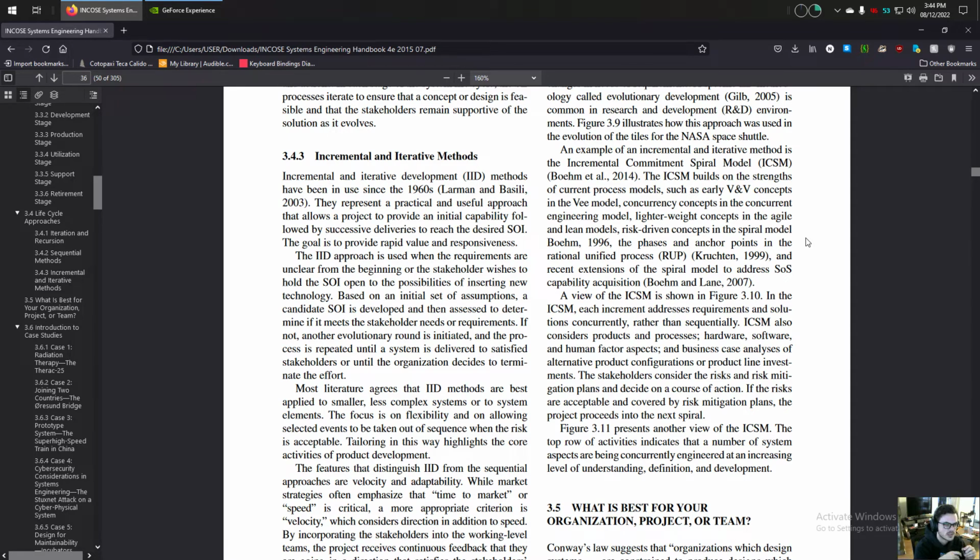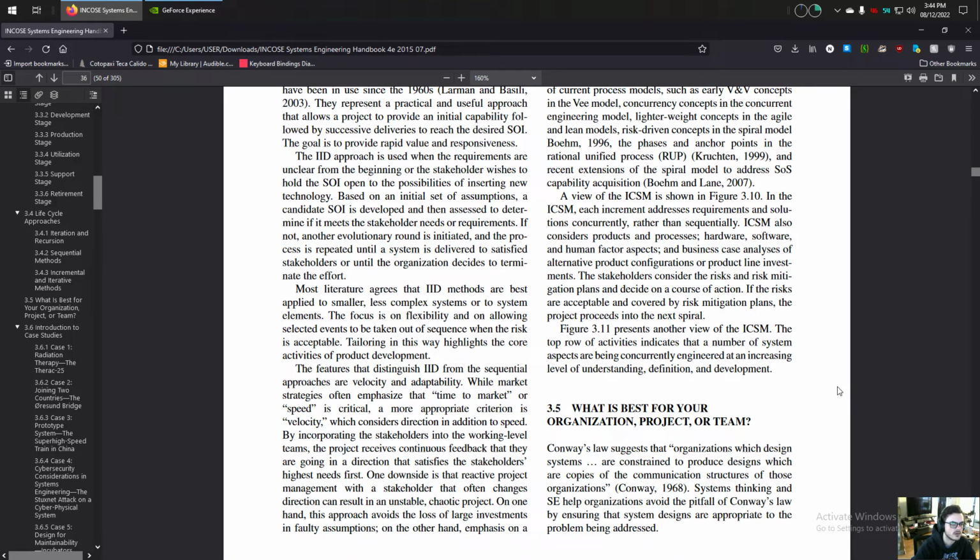ICSM also considers products and processes, hardware, software, and human factors aspects, and business cases of alternative product configurations or product line investments. The stakeholders consider the risk and risk mitigation plans and decide on a course of action. If the risks are acceptable and covered by risk mitigation plans, the project proceeds into the next spiral.